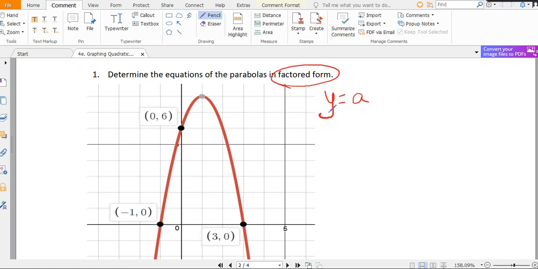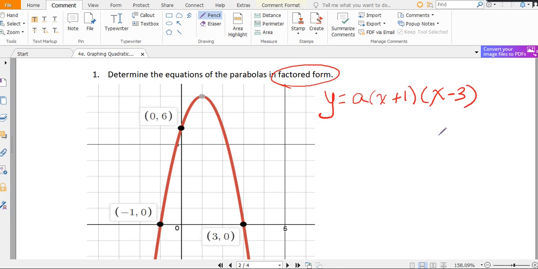Some of you might say, well, if that's the vertex, and I go 1 over and down 2, then my a value is probably negative 2. You're probably right, but we don't know that for sure. But I do know explicitly what my x-intercepts are, negative 1 and positive 3. Which means I wouldn't put negative 1 here, would I? No, I would put positive 1. And I wouldn't put positive 3 here, would I? Nope, I would put negative 3.